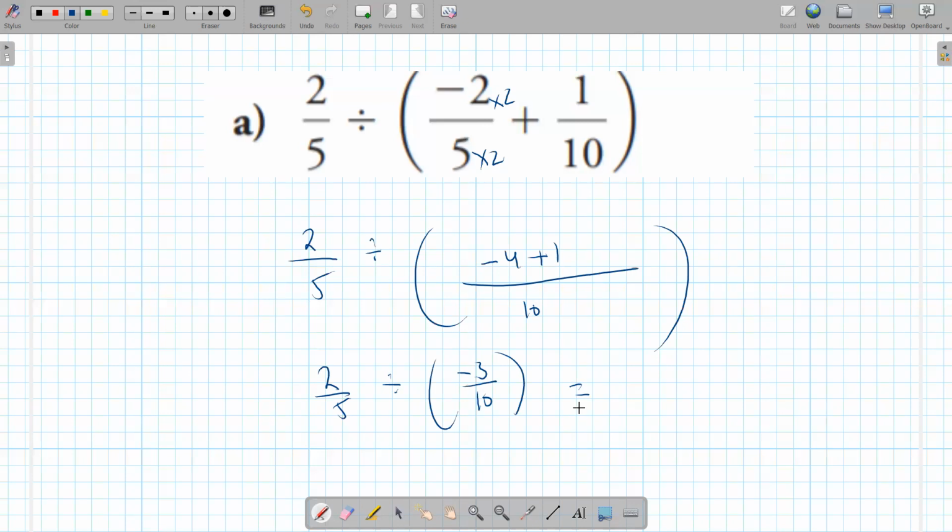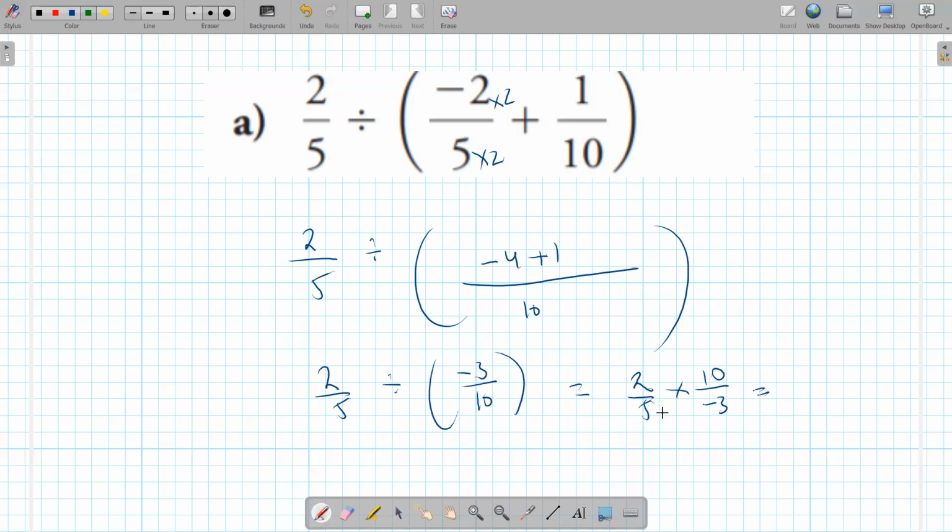Instead of dividing, you put the multiplication sign and then flip the fraction. You flip this. So you have 2 over 5 times 10 over -3. And then do you just multiply the top and the bottom? If you can cut some things out, if you can reduce some things, it'll make your life a little easier.